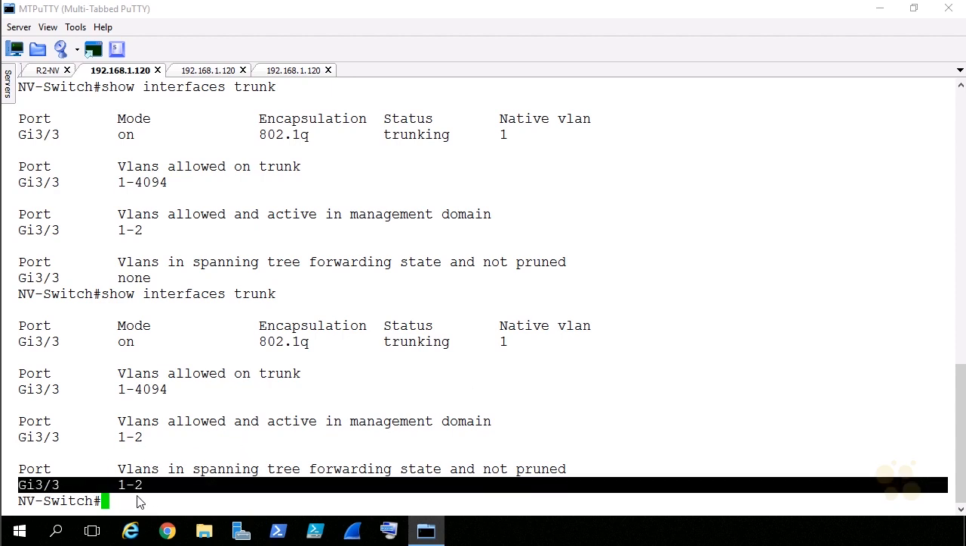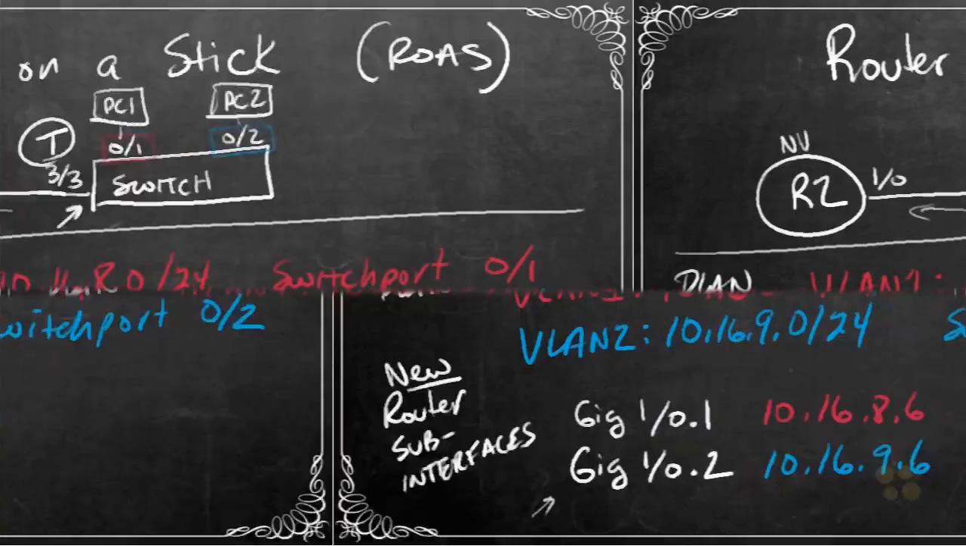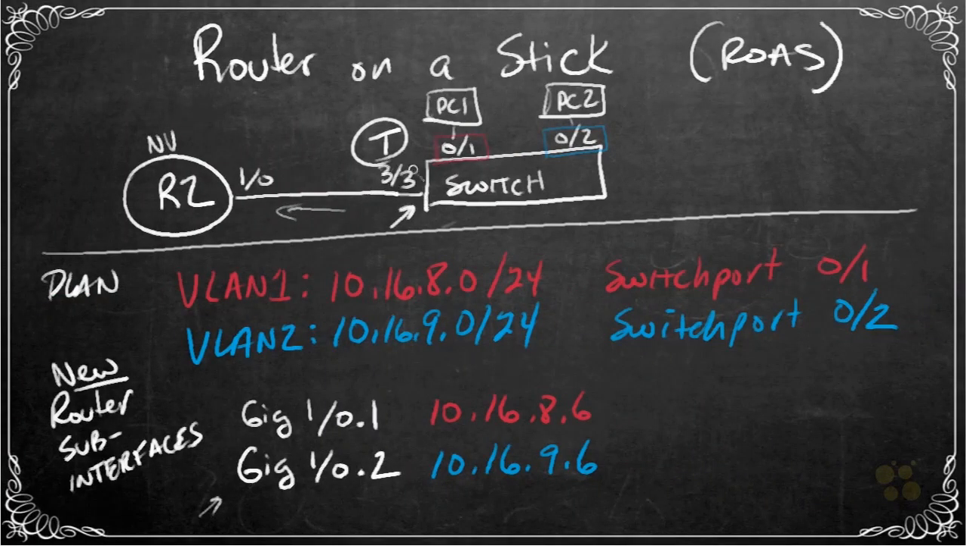We're forwarding for VLANs 1 and 2 on this trunk on port gig 3/3. So if we peek at our topology, this is now trunking on 3/3 over to the router. Next, let's go create the two logical sub-interfaces to support VLAN 1 and VLAN 2.